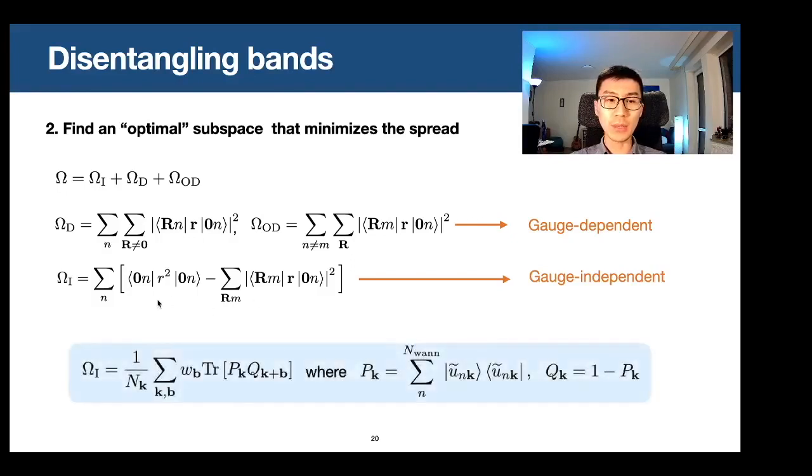So again, what we do is we express this term in terms of a k-space expression, and that's what we get at the end, with the projection operator P and the complement of the projection operator at the neighbor points k plus b, where b is a neighbor displacement in k-space, and P is simply a projection operator onto the space defined by the projection.